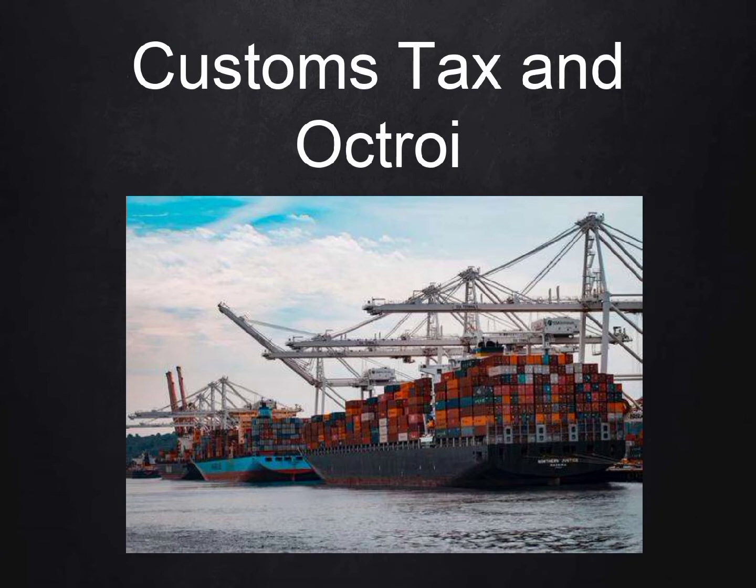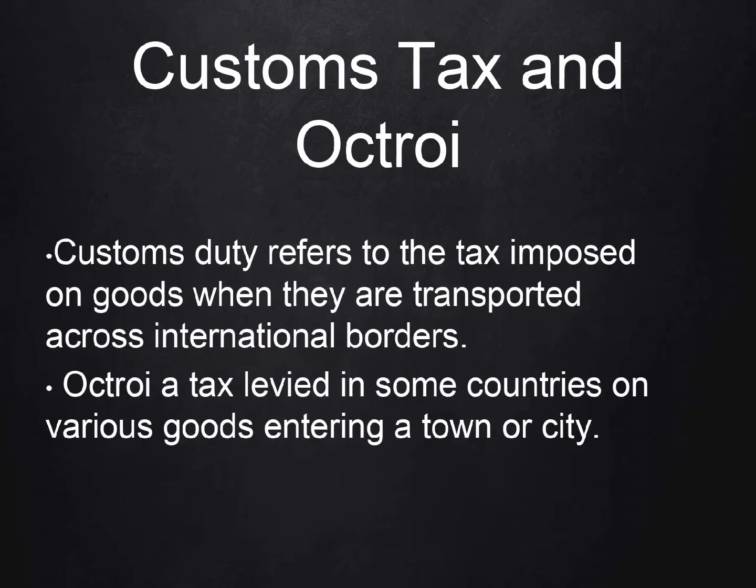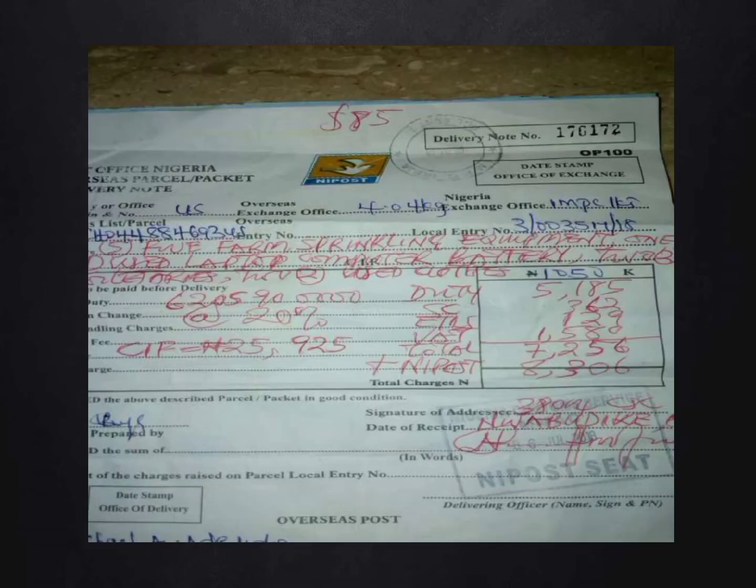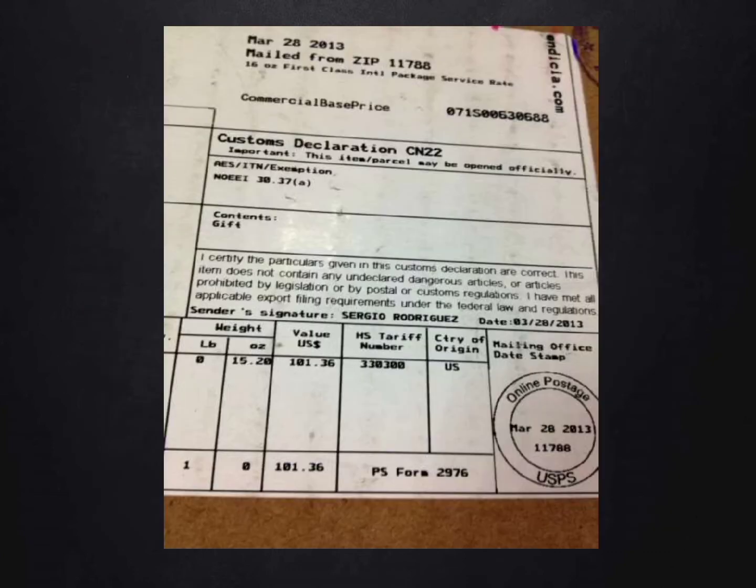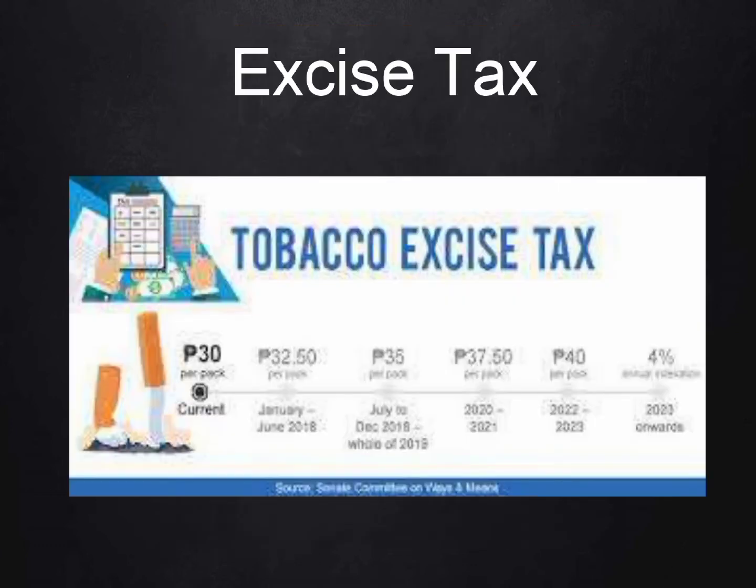Customs tax and octroi. Customs duty refers to the tax imposed on goods when they are transported across international borders. Octroi is a tax levied in some countries on various goods entering a town or city. Ever wonder why imported products are expensive? It is because of customs tax. When a container filled with goods from another country enters the US, for example, the importer pays a tax, or customs tax, which is then passed on to consumers.